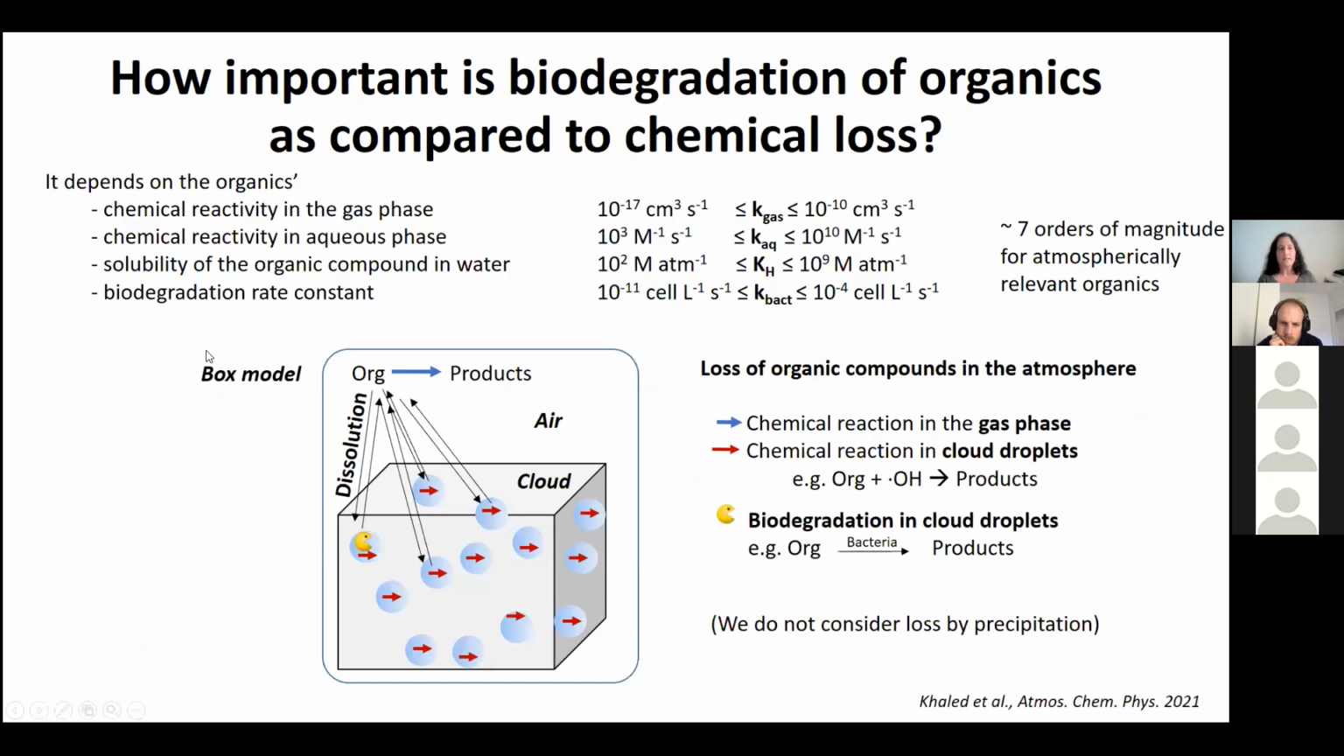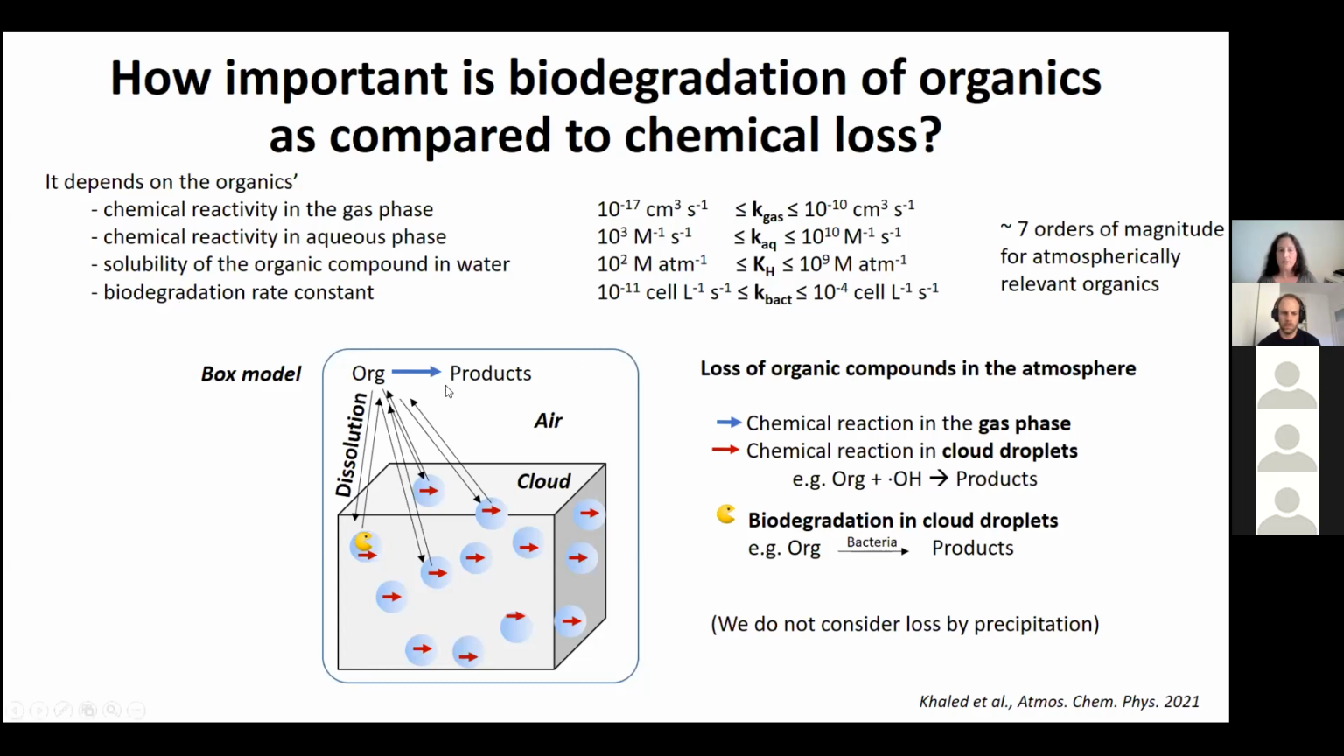To address that, we use a box model, because the importance of biodegradation for a single organic compound depends on many different factors: how reactive is it chemically in the gas and aqueous phase, and how soluble is it? If it doesn't partition to the aqueous phase, the aqueous phase process is probably not that important. And then, how quickly does it get consumed by different bacteria? These are the new data we have from our lab, and these are data we have in cloud chemistry models, multi-phase models, or gas and aqueous phase models.